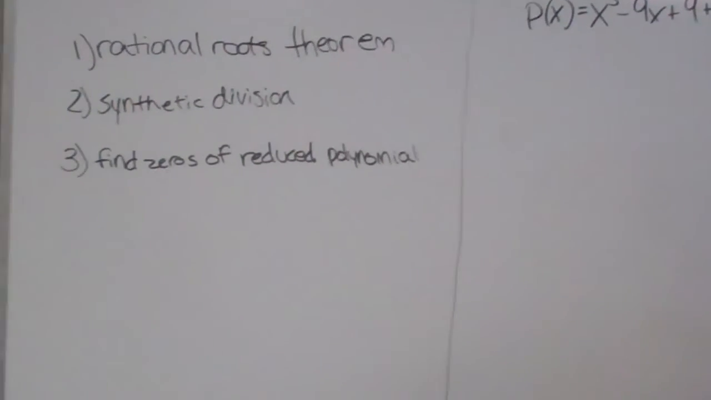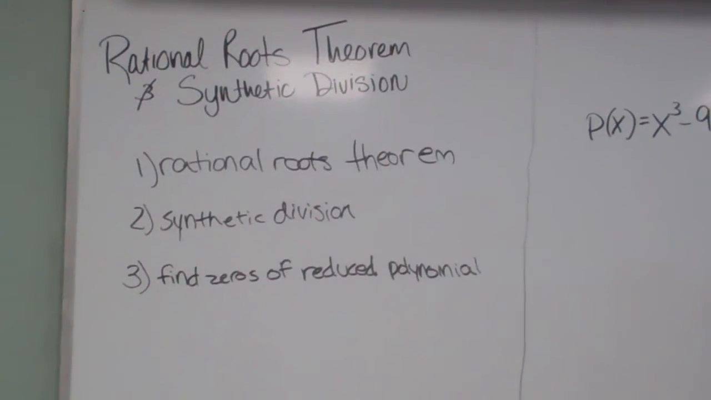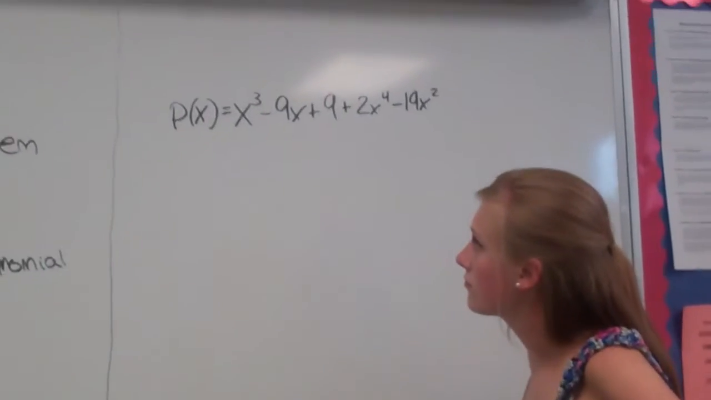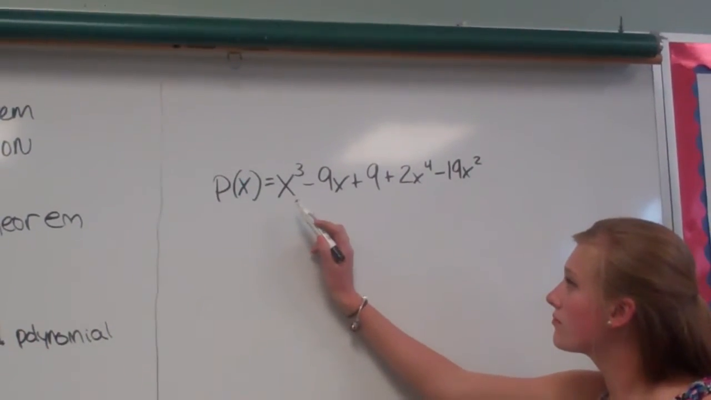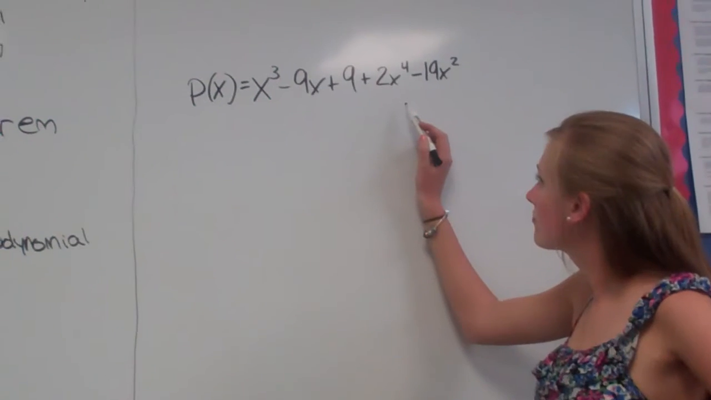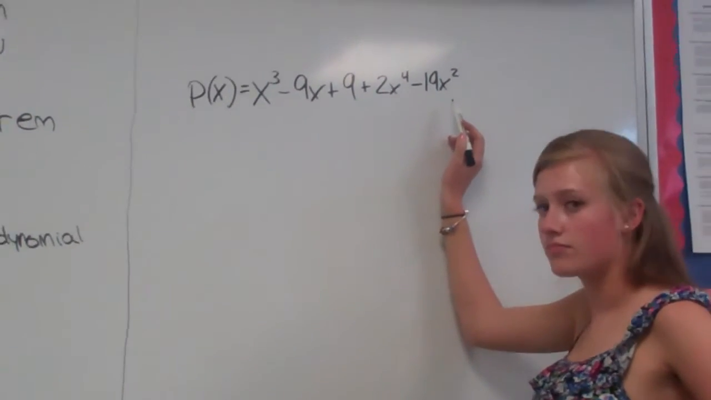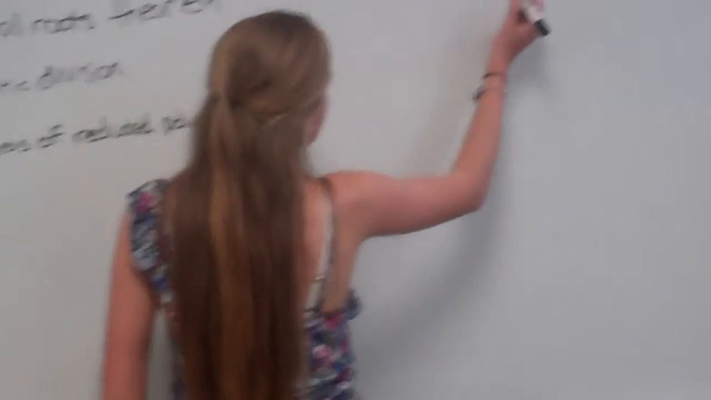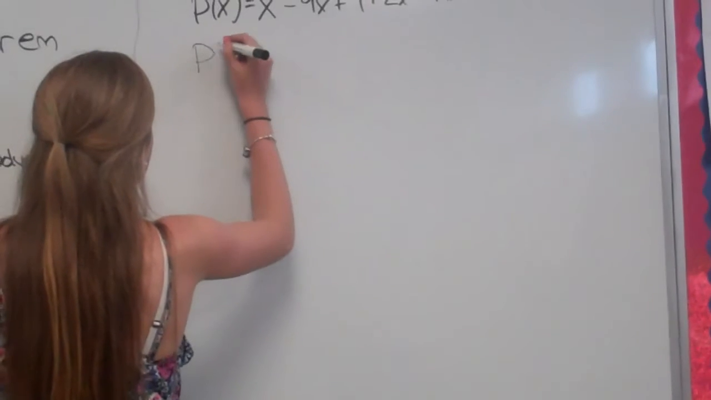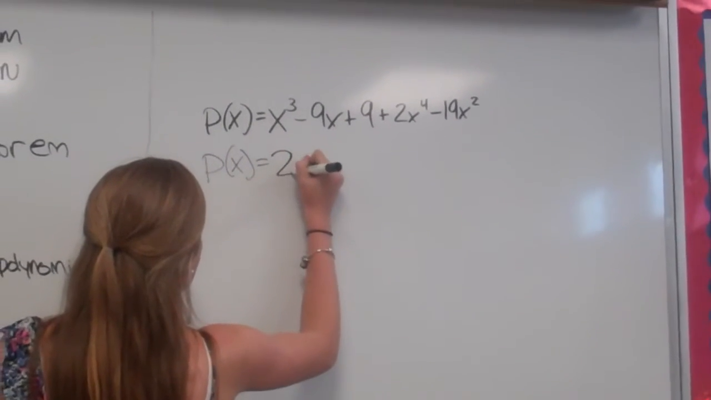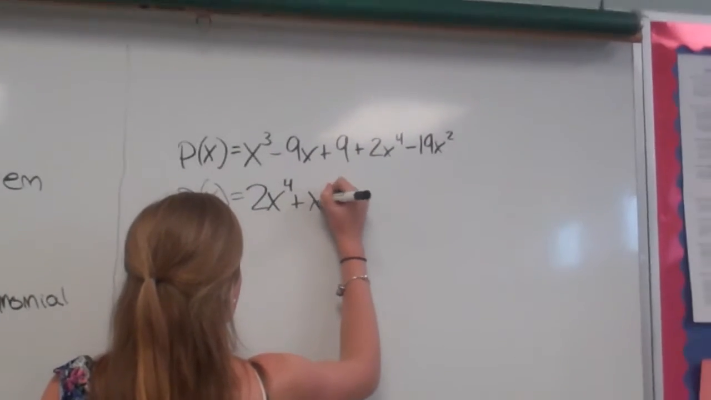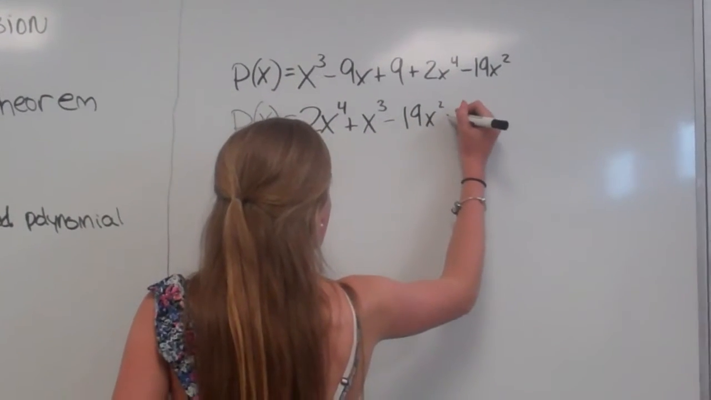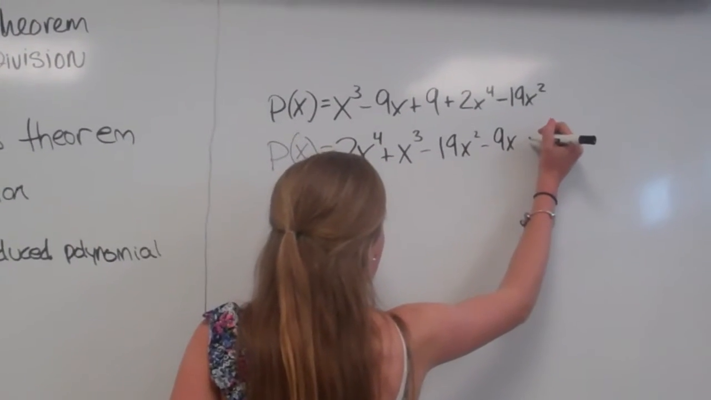To solve more difficult equations, you're going to be using the rational roots theorem and synthetic division. So when you have your equation such as x to the third minus 9x plus 9 plus 2x to the fourth minus 19x squared, you're first going to start by putting it into descending order. You will get p of x equals 2x to the fourth plus x to the third minus 19x squared minus 9x plus 9.